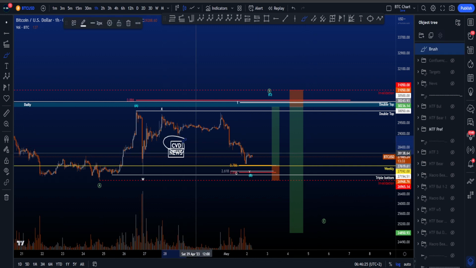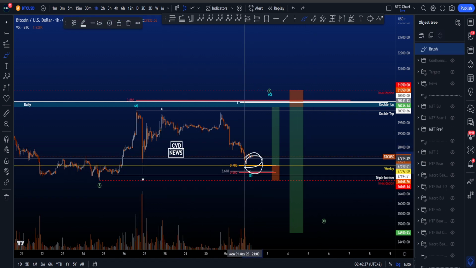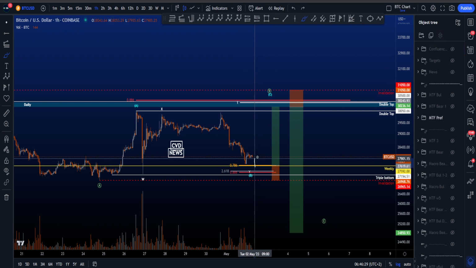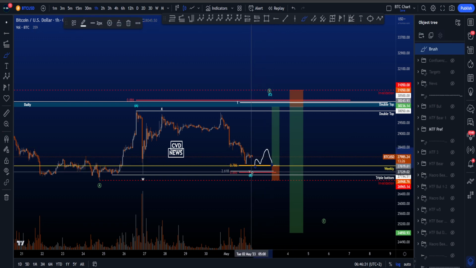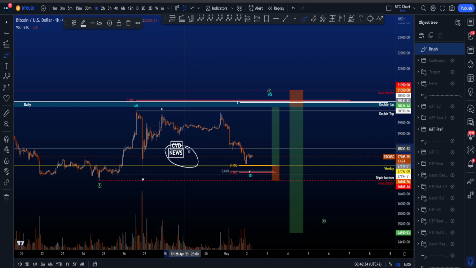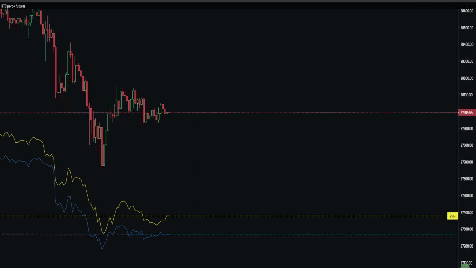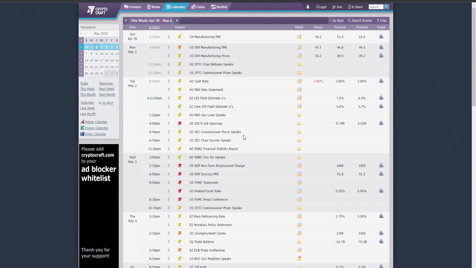Now looking at the CVD, I mentioned I would like to see locally at least some support, so some CVD divergences when we get the move up and then the move down. That would be nice. We also have news though, so that is something to keep into account because news equals volatility. Today, Tuesday, May 2nd, we have at 4 p.m. Central East European time, so you have to check your own time zone, some high impact news.